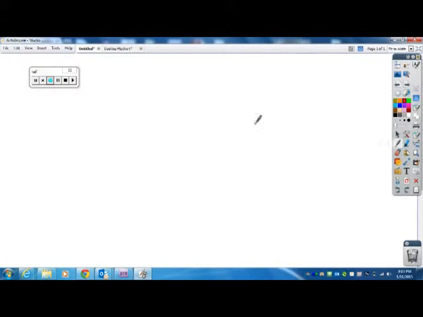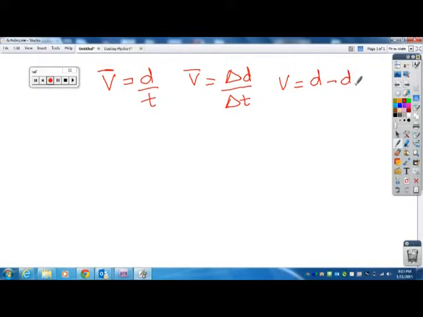In your kinematics equations, one of the most important equations is average velocity. And average velocity is displacement over time, total displacement over time. Some people write it as a change in displacement over a change in time. And that's fine. You can write it that way, or you can write it as d over t. You can also write it as d final minus d initial over t final minus t initial.